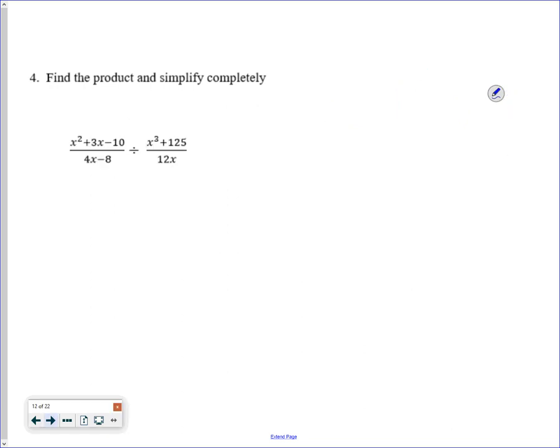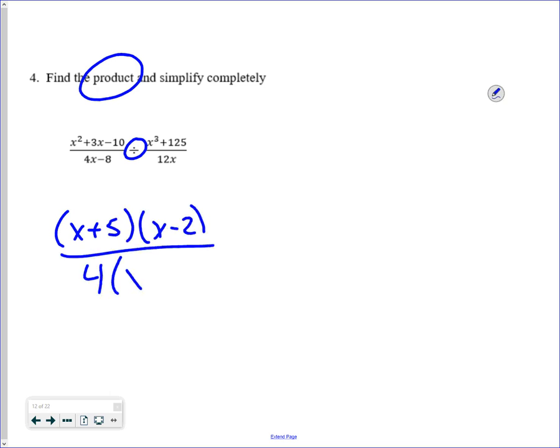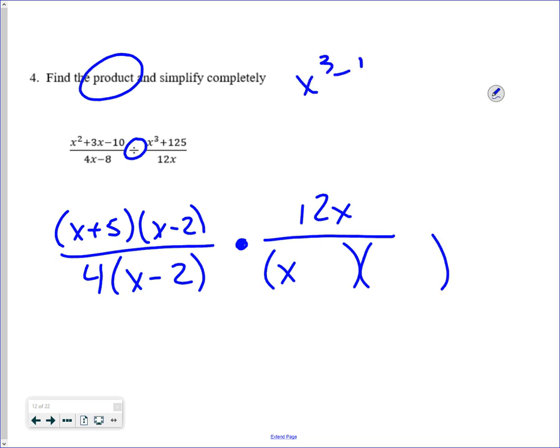Next one. Anytime I see a product, a multiplication, or a division for that matter, I need to think about factoring and canceling. And we have to worry about the divided by. So the top one factors to be x plus 5, x minus 2. The bottom one, don't forget about GCF. Then it's a times the reciprocal. Now, factoring cubics. X cubed plus 125 is the same as x cubed plus 5 cubed, which makes x plus 5, x squared minus 5x plus 25.